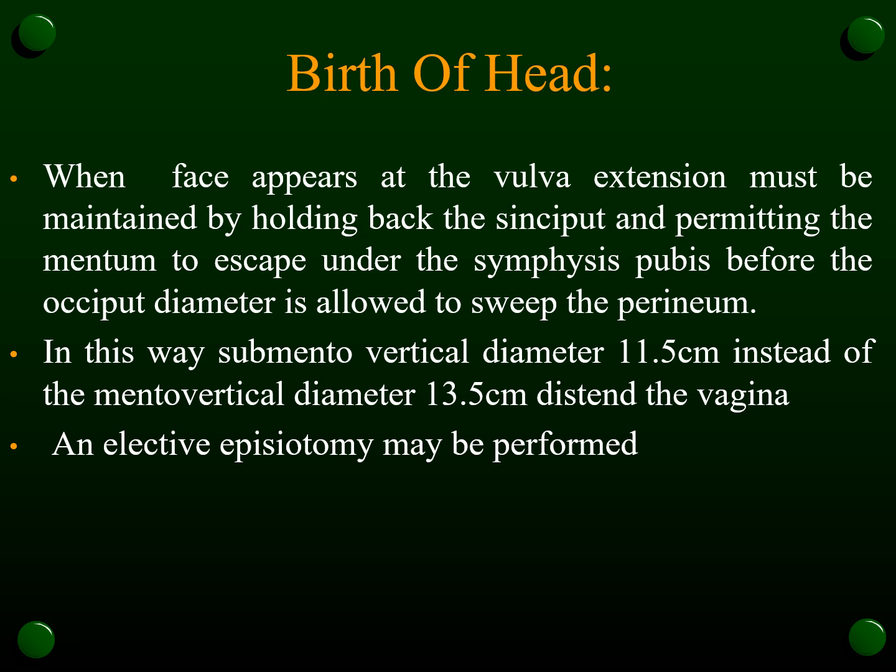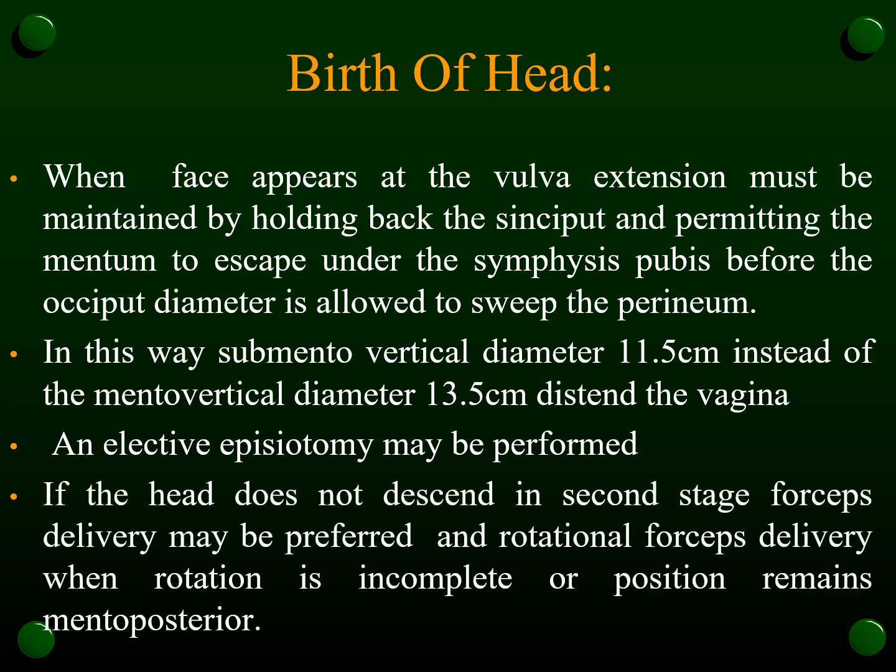Next is birth of the head. When face appears at the vulva, extension must be maintained by holding back the sinciput and permitting the mentum to escape under the symphysis pubis before the occipital diameter is allowed to sweep the perineum. In this way, the submentovertical diameter 11.5 cm can be distended instead of the mentovertical 13.5 cm into the vagina. And an elective episiotomy also should be performed if it is not performed properly. That is, during the birth of the head, you should hold the sinciput in order to reduce the presenting diameter.